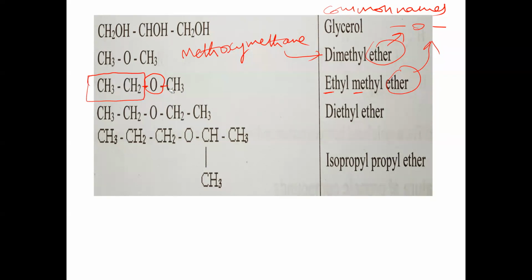In this ethane molecule, which substance is there now? A methoxy group is there. That's why it is called methoxy ethane. Methoxy ethane is the IUPAC name of ethyl methyl ether. Is the concept clear now? So methoxy ethane is the IUPAC name of this molecule. What is the common name? Ethyl methyl ether.